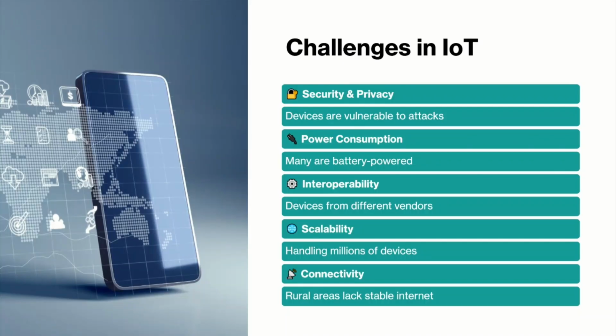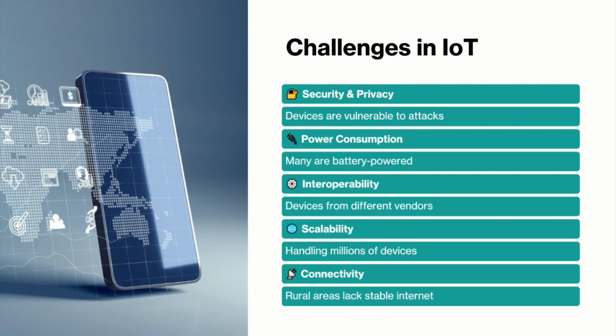The challenges we face in IoT. Despite its advantages, IoT faces several challenges. The first is security. Since IoT devices are connected to the internet, they are vulnerable to hacking and cyber attacks if not properly secured. The second is interoperability. Devices from different manufacturers often need to work together, but not all follow the same standards, which can create compatibility issues. The third is network dependency.